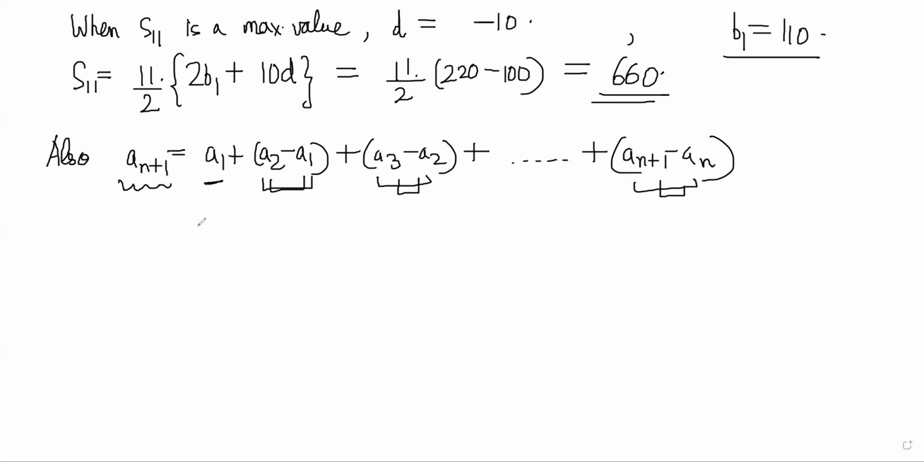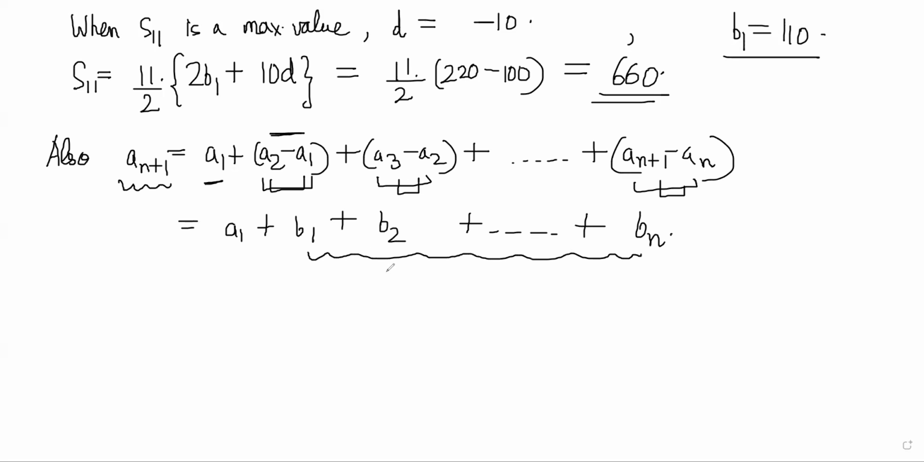However, this is useful because we can write it as A1 plus, this is B1, right? This is the difference of the first two terms. This is B2, and so on till this is Bn. So these are the first n terms of the Bn sequence. So that is equal to A1 plus Sn, right? We are getting An plus 1 is equal to A1 plus Sn.